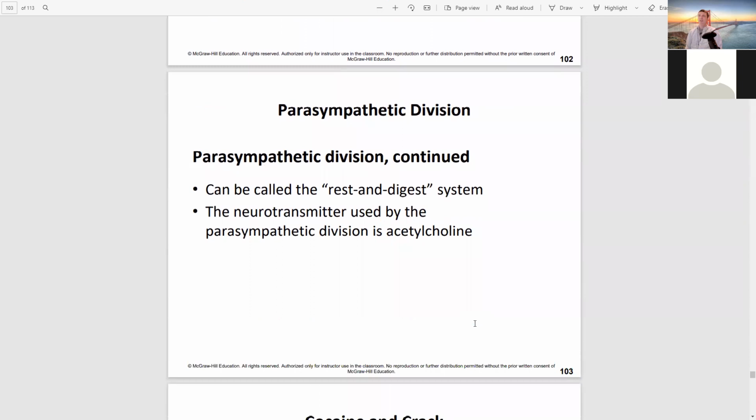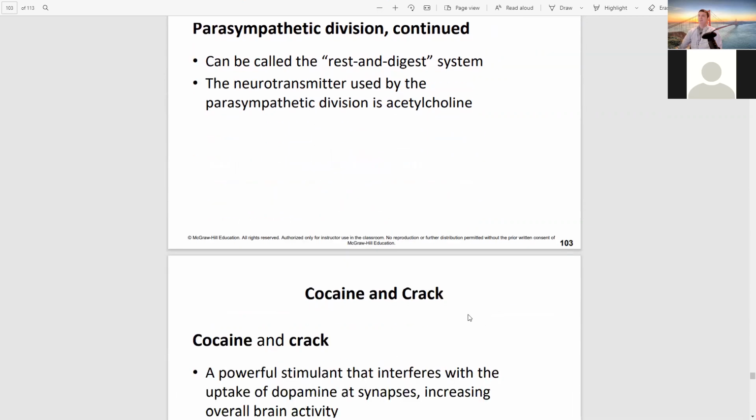So the parasympathetic division can be called the rest and digest system. And the neurotransmitter used by this parasympathetic division is acetylcholine.